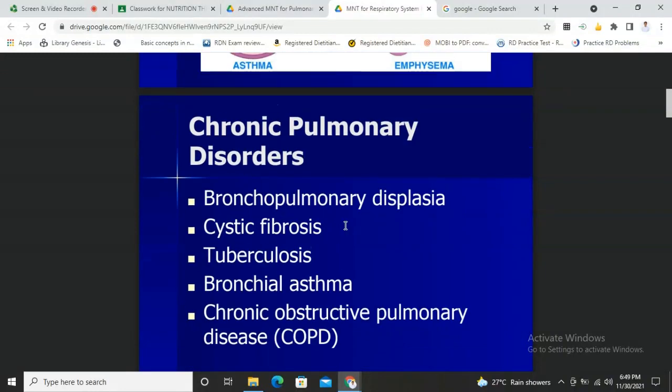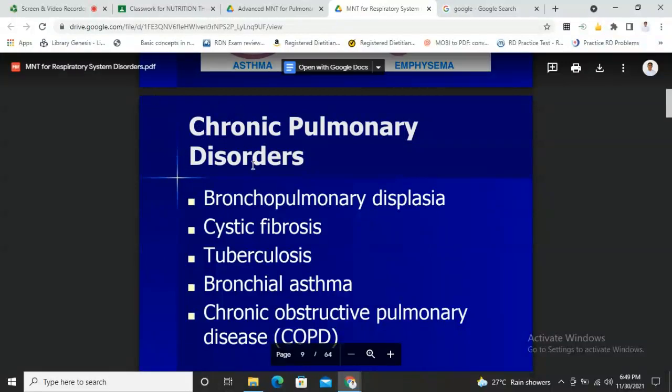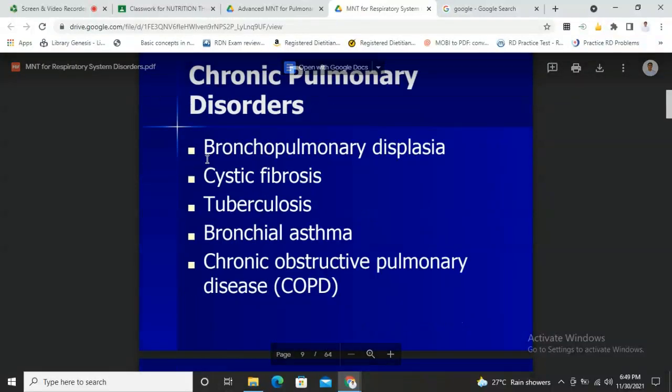Sige, let's start discussing the chronic or the long-term pulmonary disorders. We have bronchopulmonary dysplasia, cystic fibrosis, tuberculosis, bronchial asthma, chronic obstructive pulmonary disease or COPD. Okay, cystic fibrosis will not be discussed here because we will just tackle this when we reach the hepatobiliary and pancreatic disorders kay affected pud to nga mga organs.